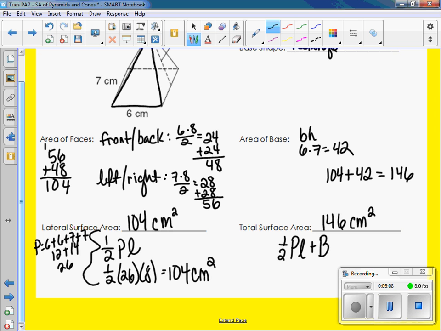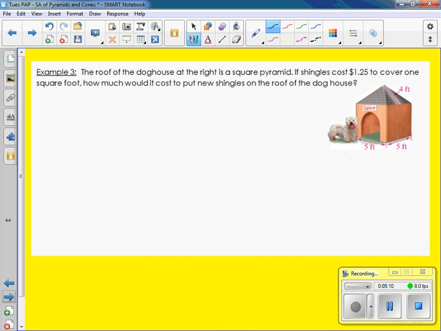All right, let's look at another one. This one's actually a word problem. It says the roof of the doghouse at the right is a square pyramid, meaning that the base is a square. Shingles cost $1.25 to cover 1 square foot, meaning area. So we're looking for area. How much would it cost to put new shingles on the roof?